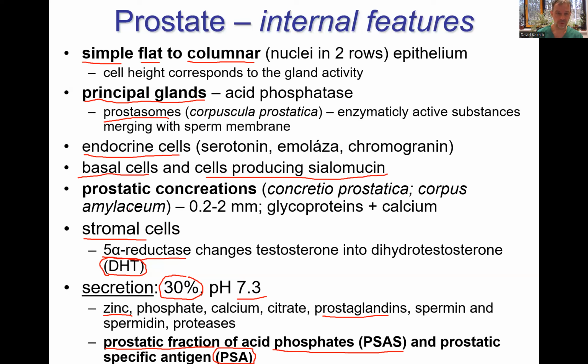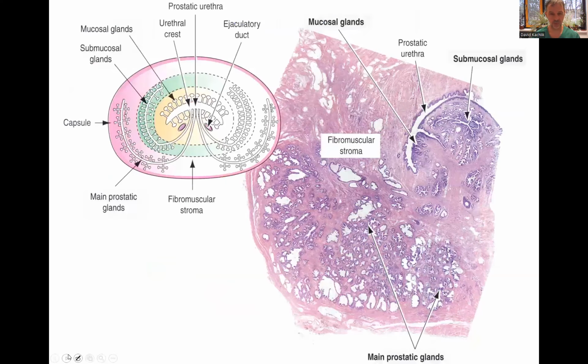What is typical for prostate is production of the concretions. These concretions are composed of glycoproteins, and they contain calcium, so they are X-ray positive. So you can see them on X-rays, you can see them on slides. So they are very specific. They are from 0.2 to 2 millimeters large, and they appear there from the age of 20. So that's the composition of the prostate.